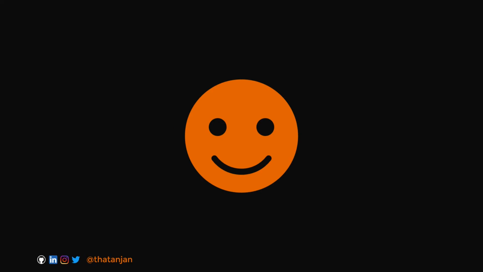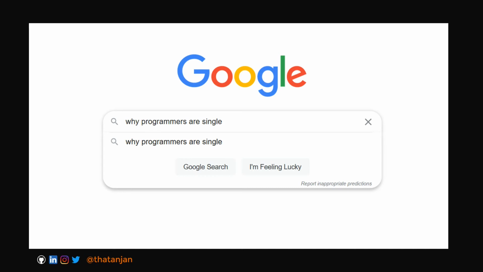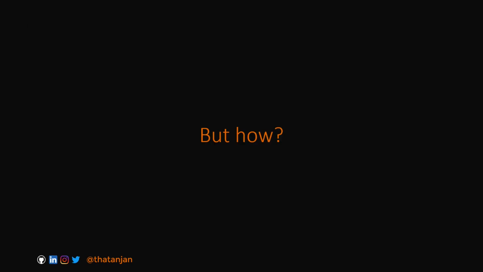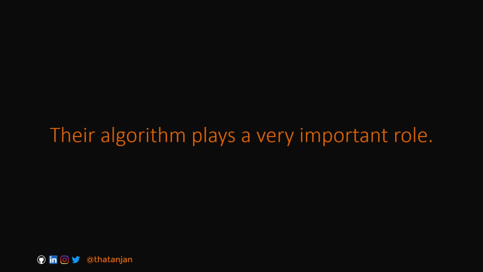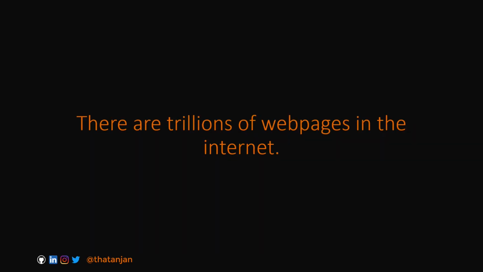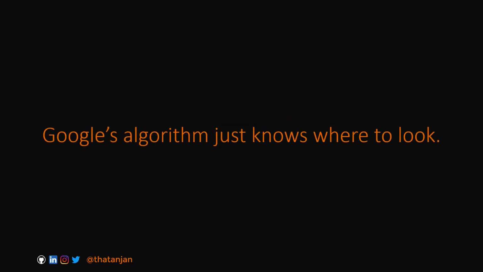Let's take a look at another example. Suppose you search something on Google and Google sends you the result so fast. Have you ever wondered how? Because of their super fast computers? Not entirely. Their algorithm plays a very important role. There are trillions of web pages on the internet. Their algorithm is so intelligent that it knows where to find them. This is why Google search is so fast.